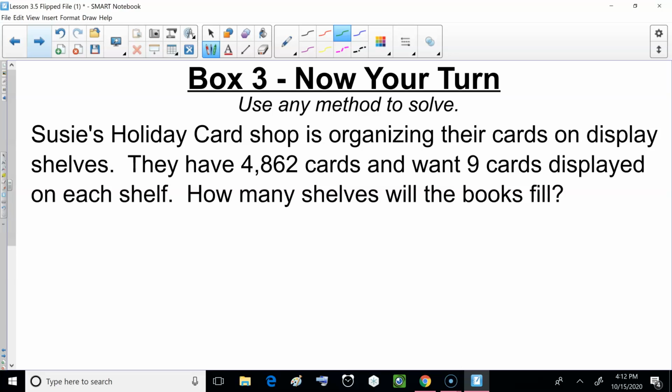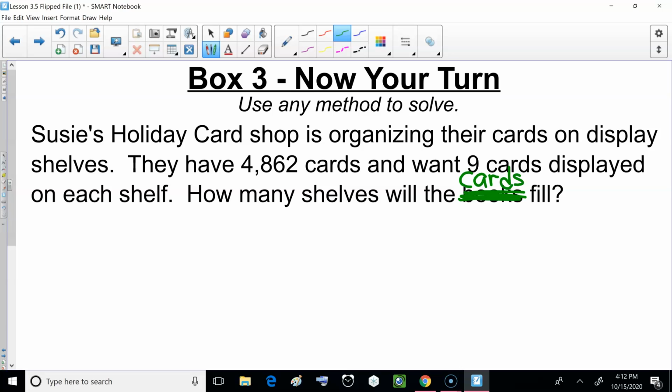Susie's Holiday Card Shop is organizing their cards on display shelves. They have 4,862 cards and want 9 cards displayed on each shelf. How many shelves will the books fill? Uh-oh, I don't think this is a books question. That would make sense because we're talking about cards. So how many shelves will the cards fill?